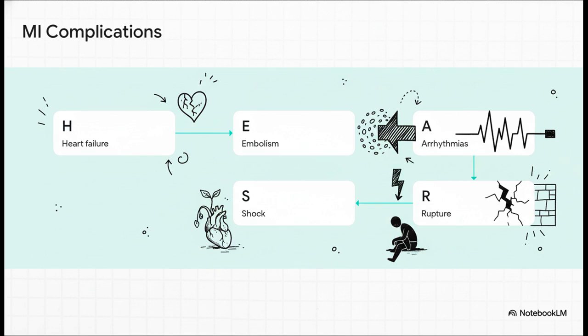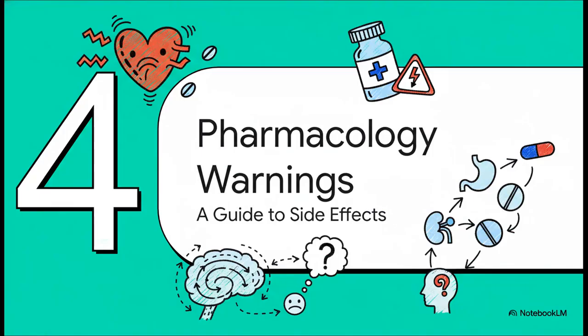H for heart failure, E for embolism, A for arrhythmias, R for a devastating rupture of the heart wall, and S for shock. Every single one is a life-threatening possibility that this mnemonic helps keep right at the front of your mind. Okay, let's switch gears and talk about treatment.